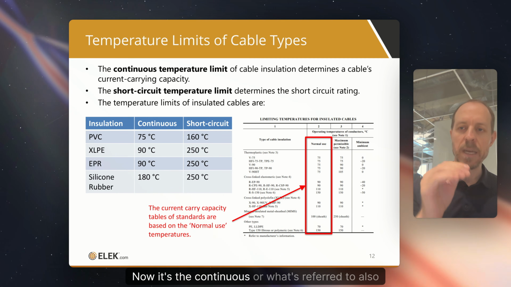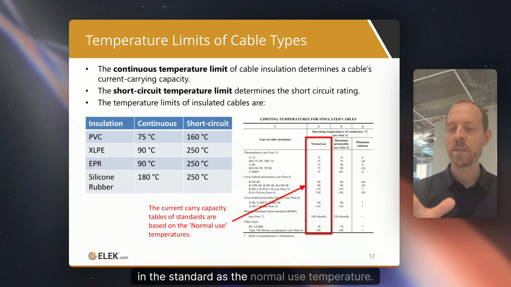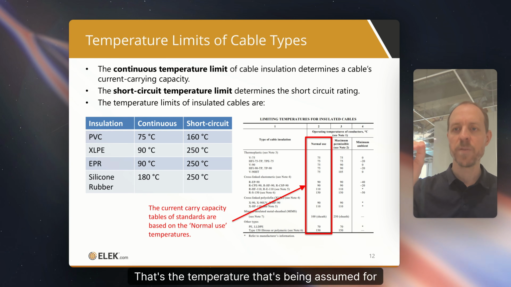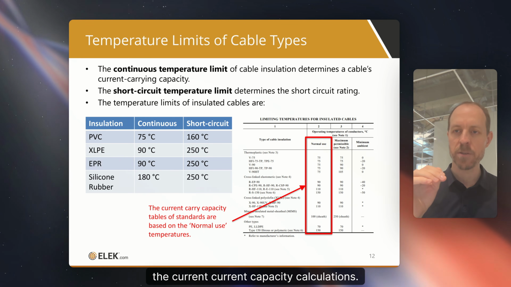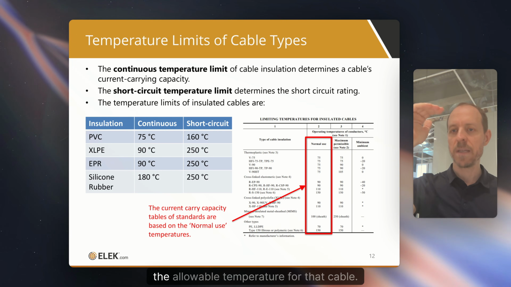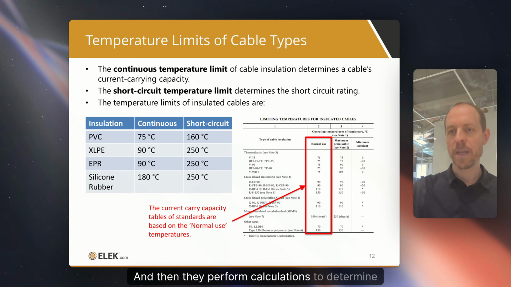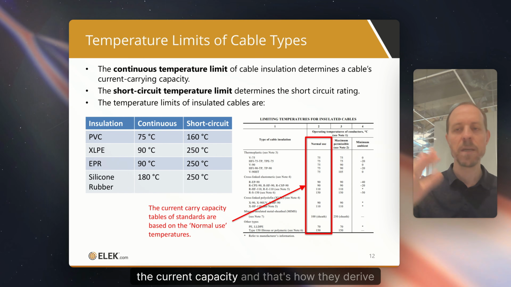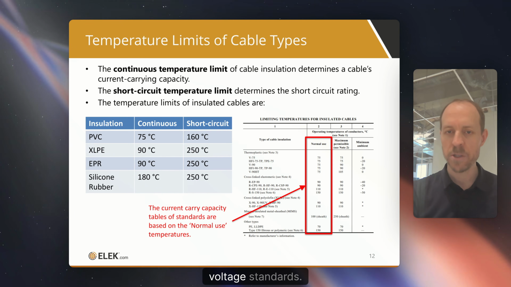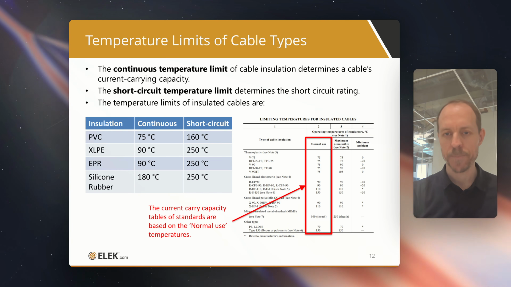Now, it's the continuous temperature, or what's also referred to in the standard as the normal use temperature, that's being assumed for the current capacity calculations. That's the upper limit of the allowable temperature for that cable. Then they perform calculations to determine the current capacity, and that's how they derive those current capacity tables in these low voltage standards. It's based on the normal use operating temperature.